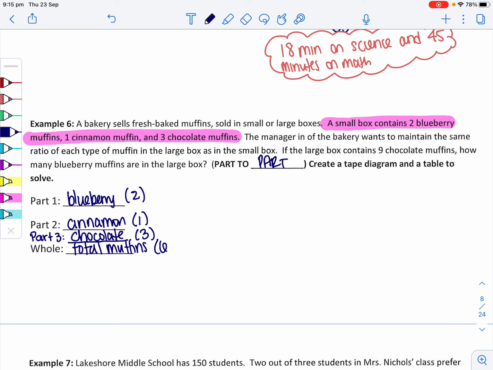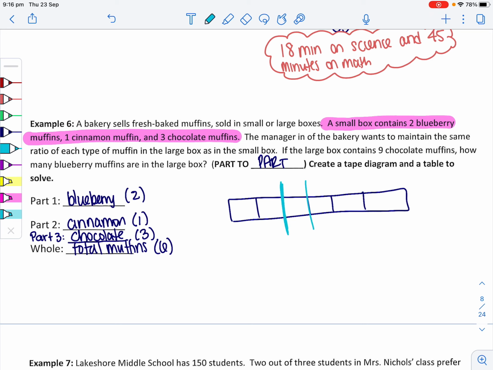So that's going to be 6 total boxes. I told you they weren't all going to be 7. So 1, 2, 3, 4, 5, 6. And this time I'm going to have 2 lines. So I'm going to have 1 after 2 and 1 after the next one. So I've got blueberry, cinnamon, and chocolate. And it says, the manager of the bakery wants to maintain the same ratio of each type of muffin in the large box as the small box.